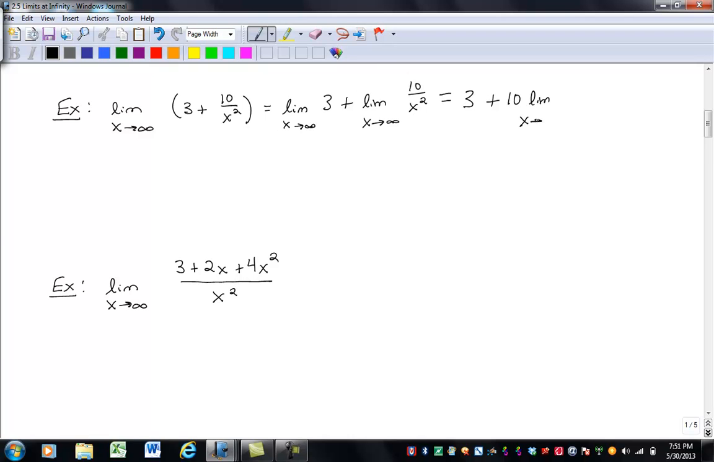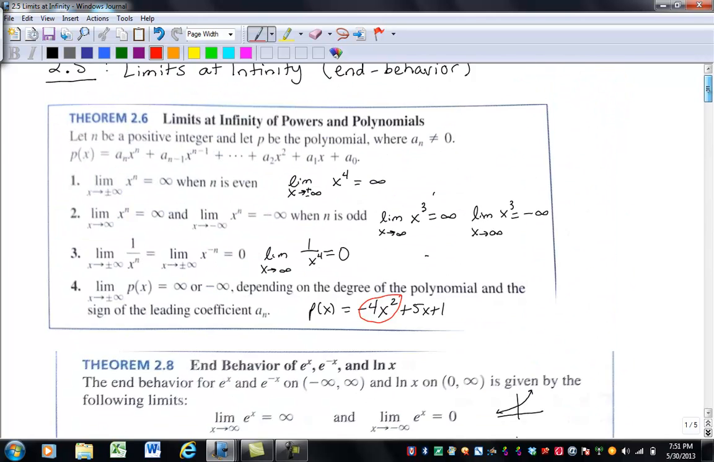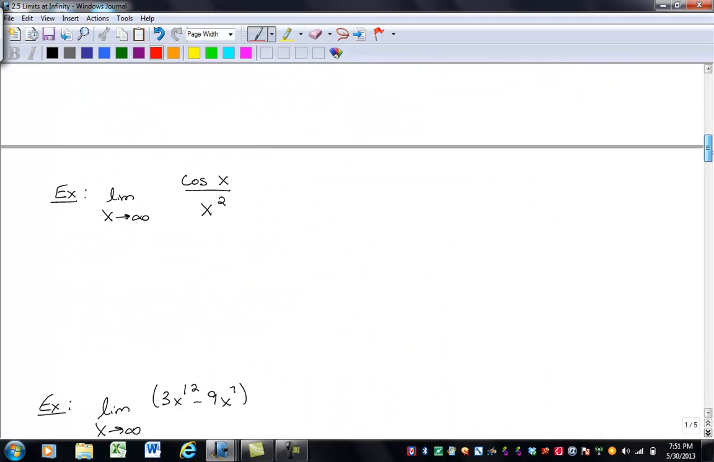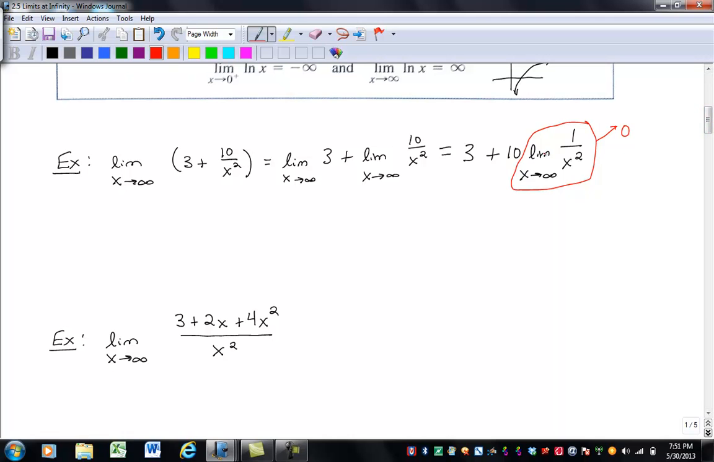And the reason I'm doing this step is so it's easier for you to see exactly where I'm getting this next limit from. Notice this limit here, from above, if you look at the properties, the limit of 1 over x squared as x goes to infinity, that limit is 0. And we know that from property 3, the limit of 1 over x to a power equals 0 as x goes to infinity, plus or minus. So here this thing is going to end up being 0. And we get that this limit is 3 plus 10 times 0, which is just 3.